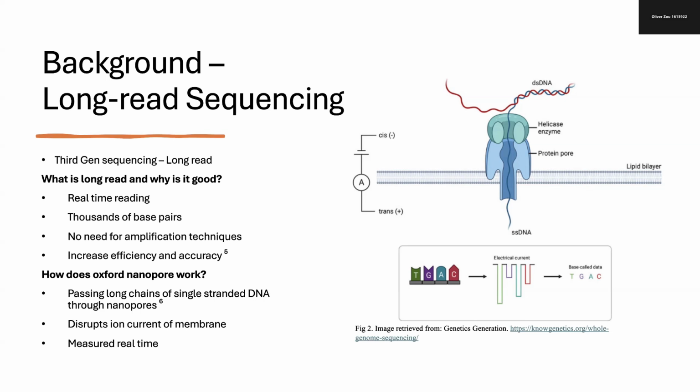Specifically for Oxford Nanopore, a long chain of single-stranded DNA or RNA is passed through protein nanopores. As each different nucleotide passes through the pore opening, it disrupts the ion currents across the membrane in which the pore is embedded. Each nucleotide causes a different variation of disruption, which gives off a signal, and this signal is then matched to a specific nucleotide base, which allows the entire chain to be sequenced in one go in real time.